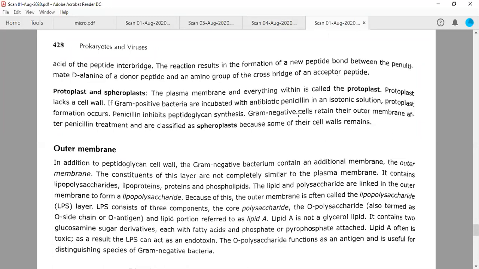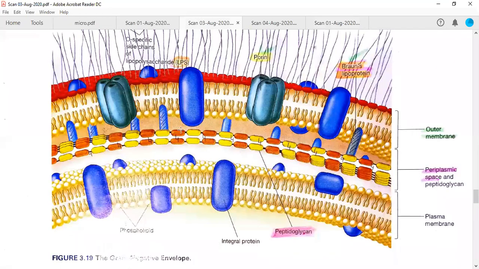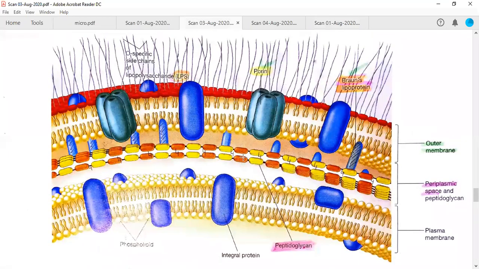But if gram-negative cells retain their outer membrane after treatment with penicillin, they are classified as spheroplasts, because some of their cell wall will remain inside this outer membrane. So there is a difference between spheroplast and protoplast. Protoplasts are obtained from gram-positive bacteria, whereas spheroplasts are obtained from gram-negative bacteria if you treat them with the antibiotic penicillin.